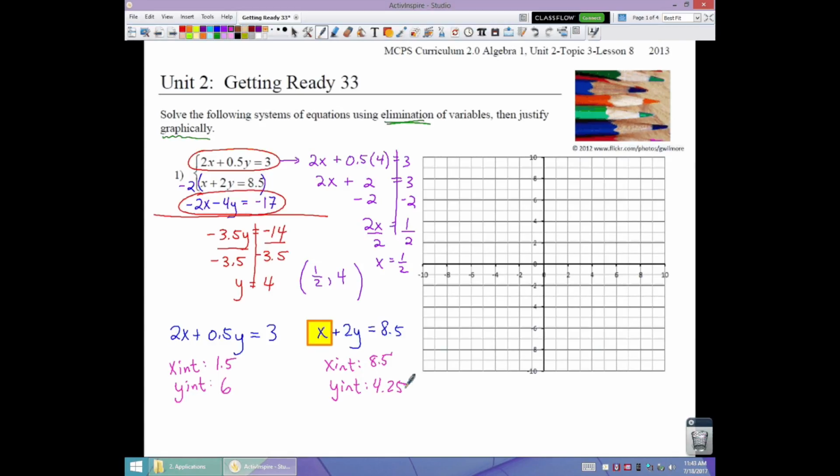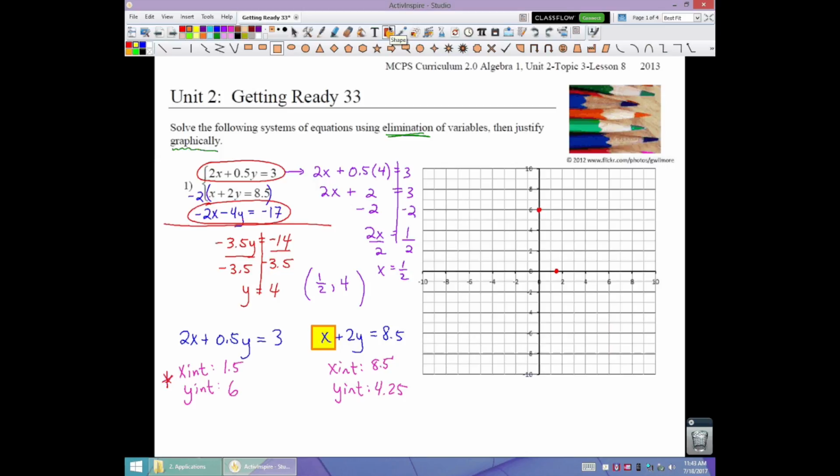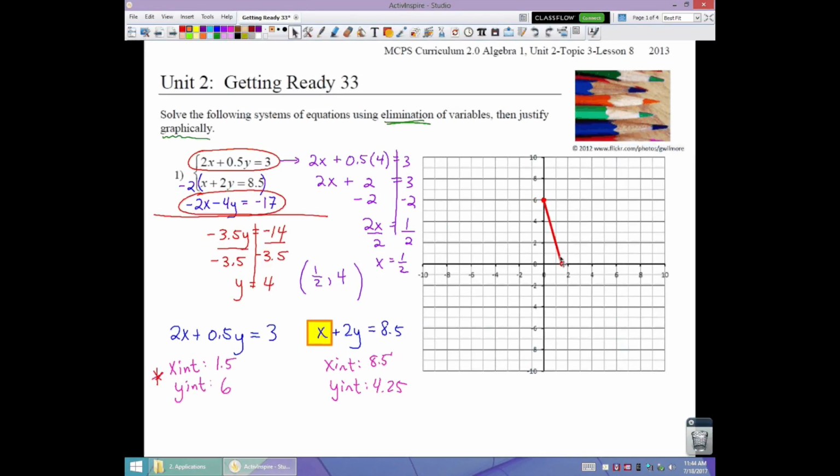Okay. So that first equation, I'll graph this one in red. The x-intercept is 1.5. The y-intercept is 6. Those 2 points should provide enough that I can graph my line. Now, because I do want to make sure I can see the intersection point, I probably want to extend my lines as far as I can, right through the graph.